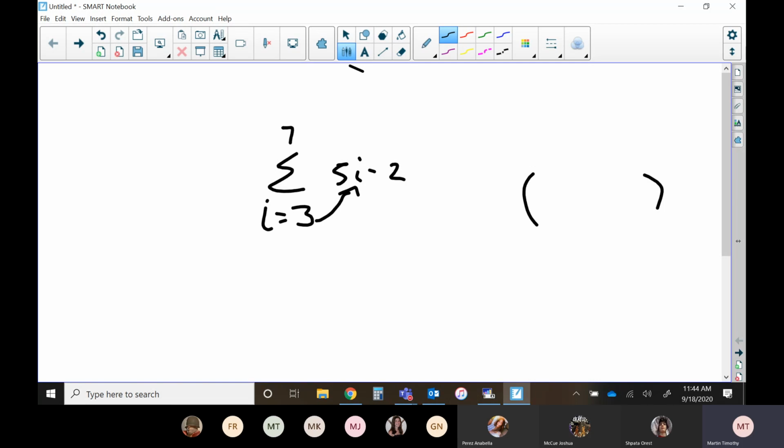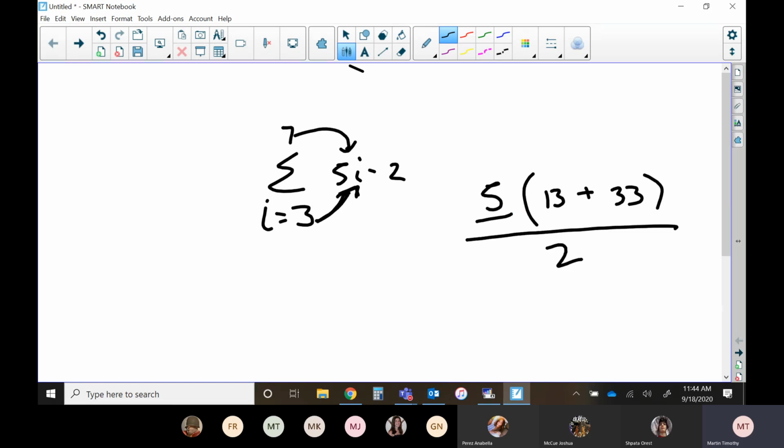I know how to subtract and add. That's why it's so important to know those things. To me, this is like clockwork. 15 minus 2 is 13, plus. Plug the 7 in. 7 times 5 is 35. Minus 2 would be 33. Now, what is my n? Well, since I'm starting at 3, I go 3, 4, 5, 6, 7. So it'd be 5 would be my n, all divided by 2.